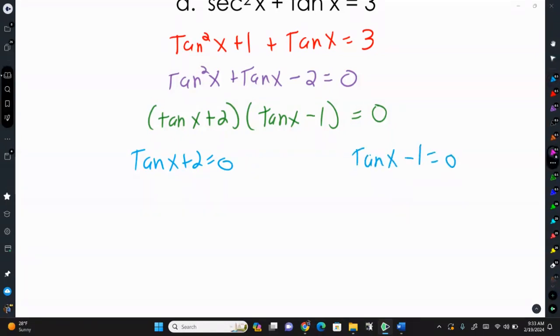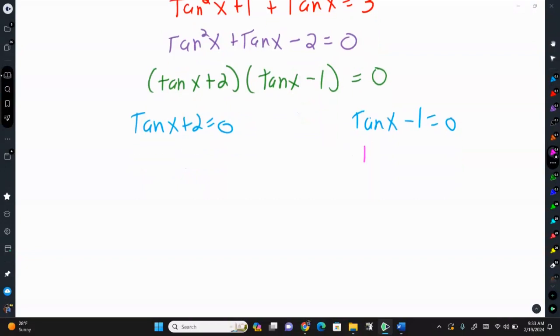Now, I'm going to do the right one first because there's something we have to do extra for the tangent x plus 2 equals 0. So on the right, we have tangent x minus 1 equals 0. Add 1 to both sides. Tangent is equal to 1. Well, what angles does that occur at? That occurs at pi over 4 in quadrant 1 and 5 pi over 4 in quadrant 3.